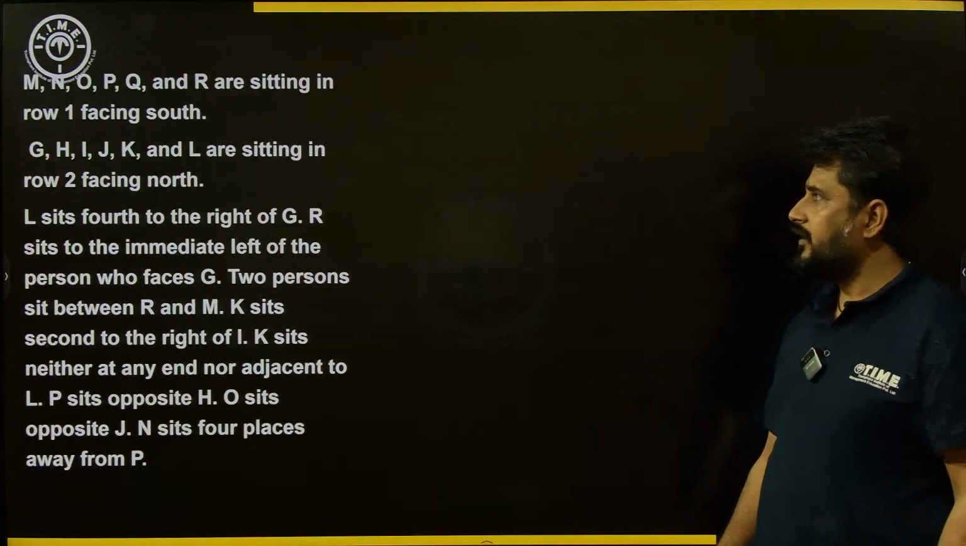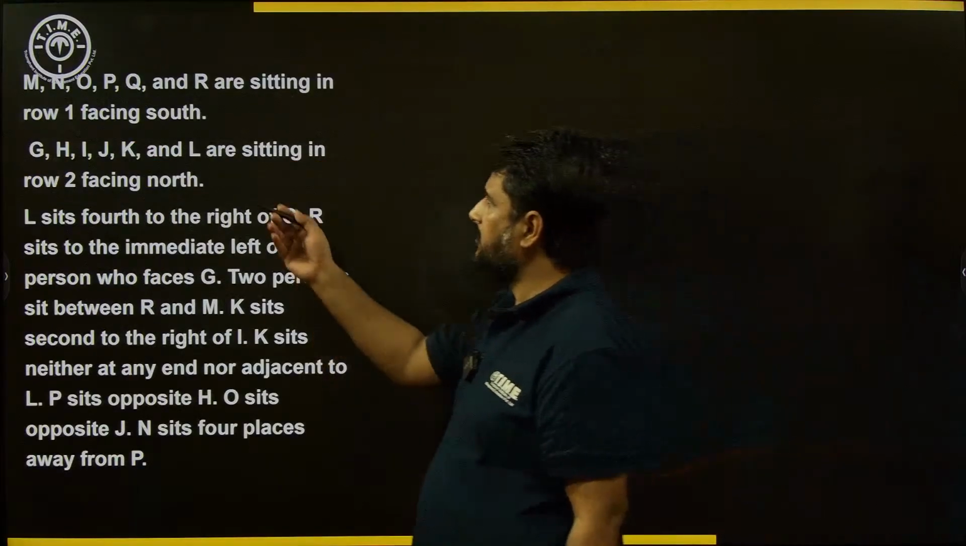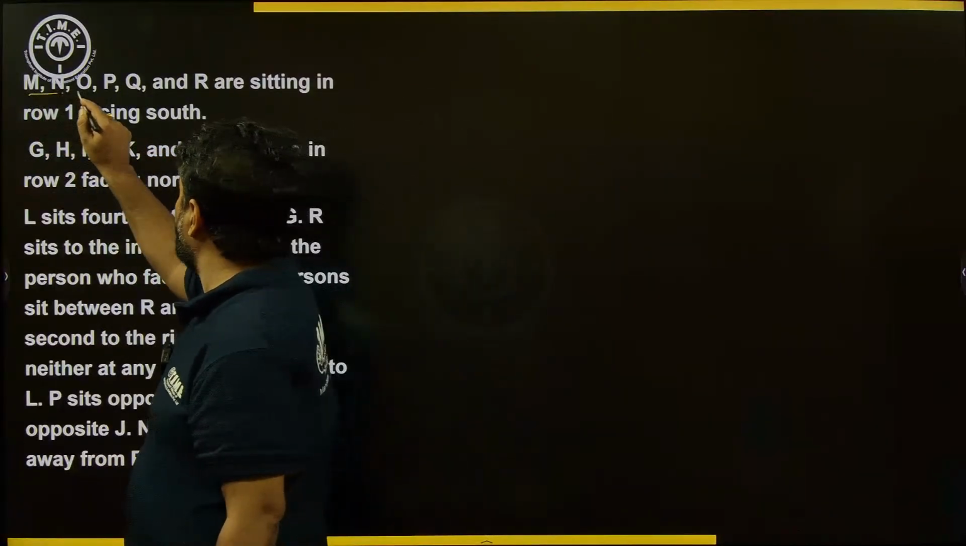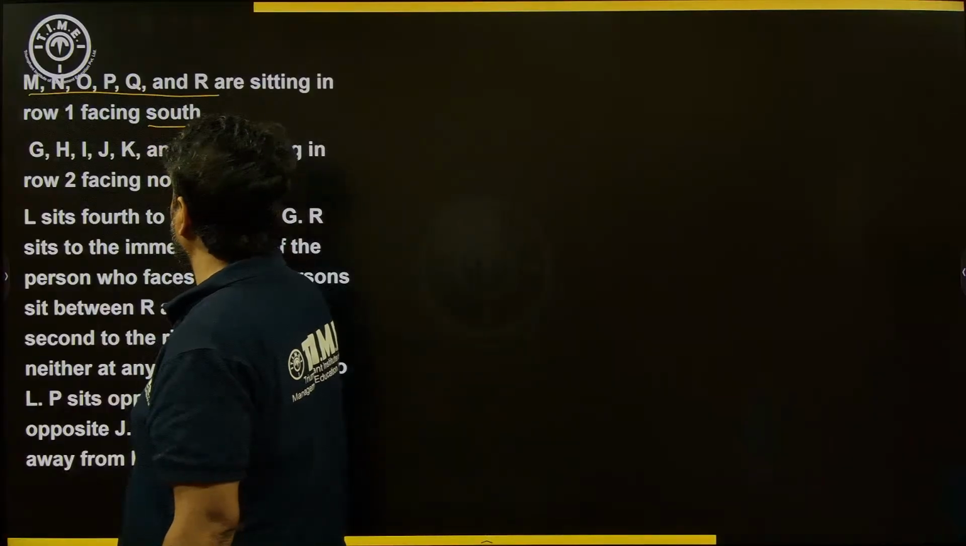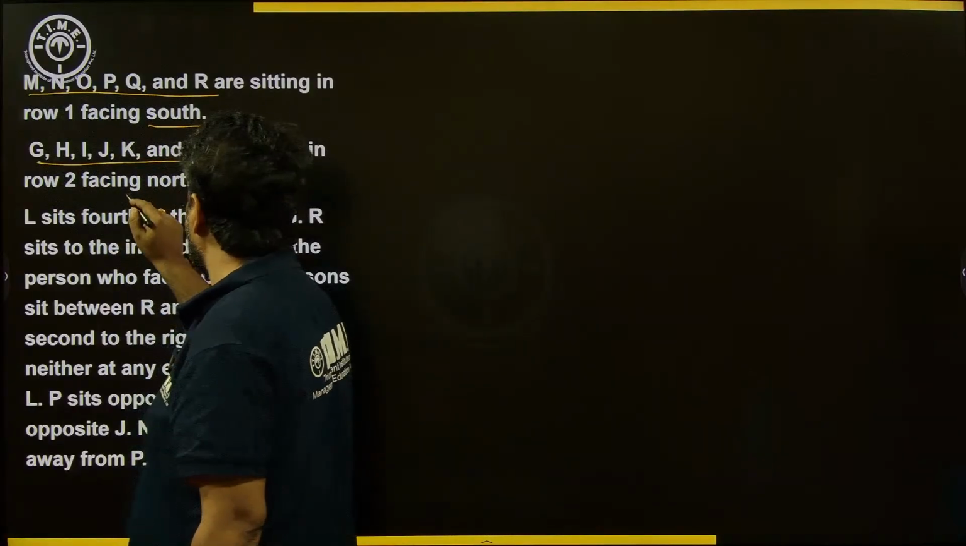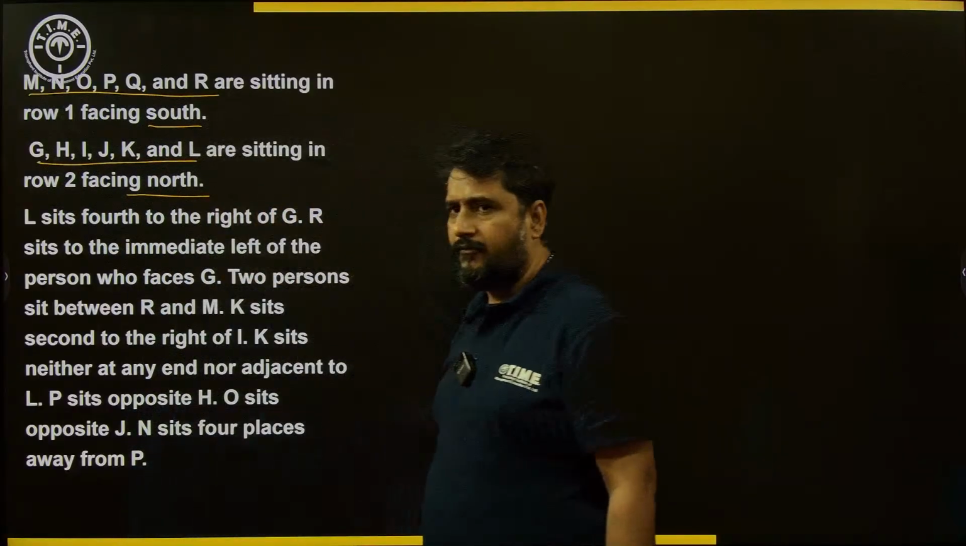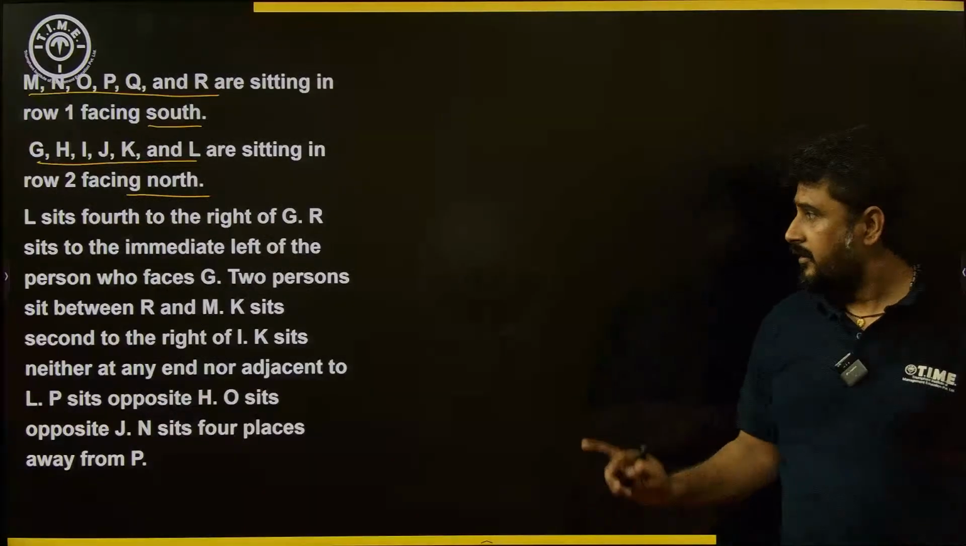Right. Now what do we have? Yes, this we already discussed. MNOPQR are facing south. GHIJKL are facing north. Now what is the first clue given?